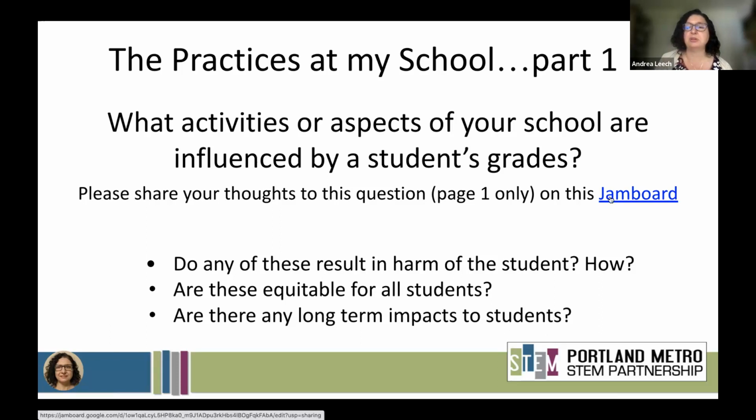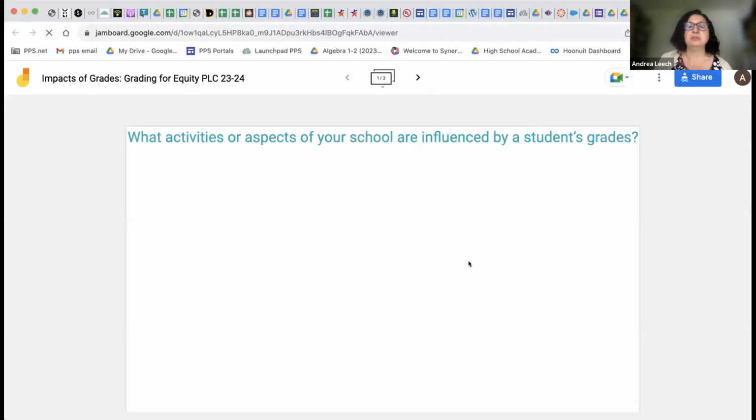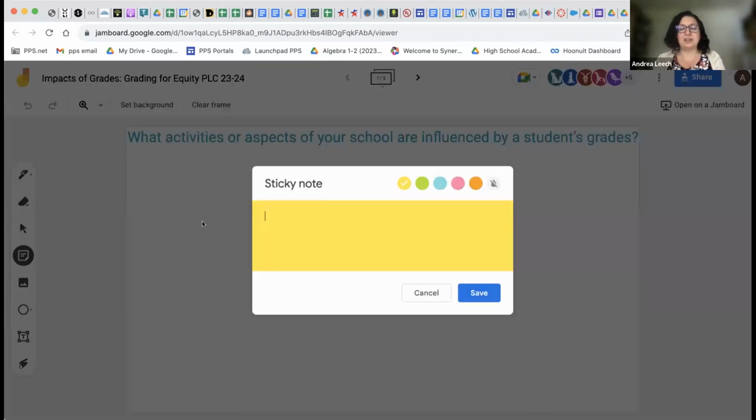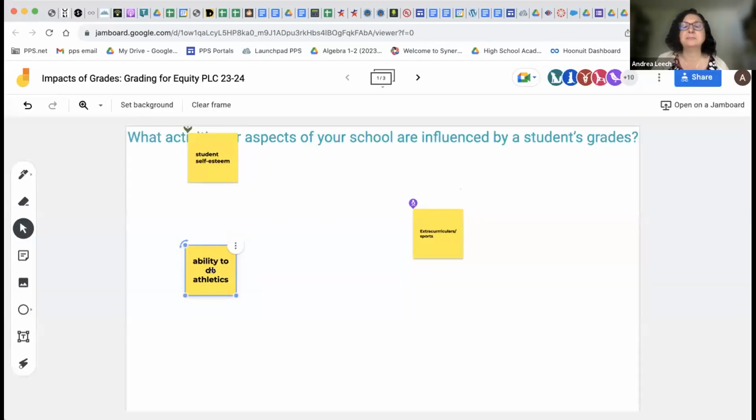I'm going to try to click on this Jamboard and share here. Christy, would you drop the link from the Jamboard in case people didn't get it? Try to add in what activities or aspects of your school you think are influenced by students' grades. If you haven't used a Jamboard in a while, you can just come over and add a sticky note, hit share, and that'll get something in there. And I'll add it to this other person's because those are the same sort of idea.